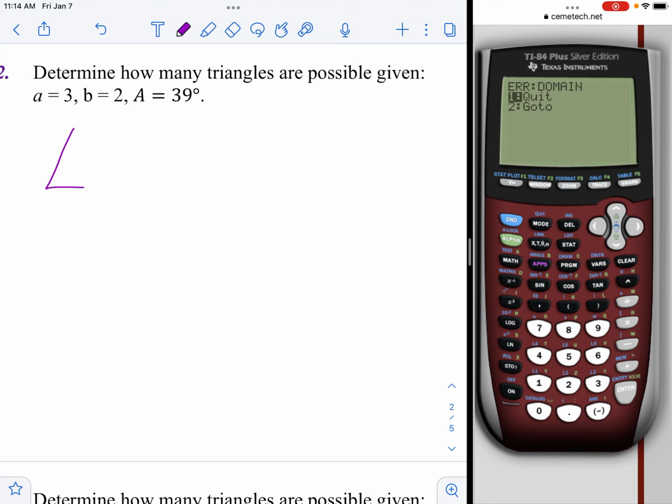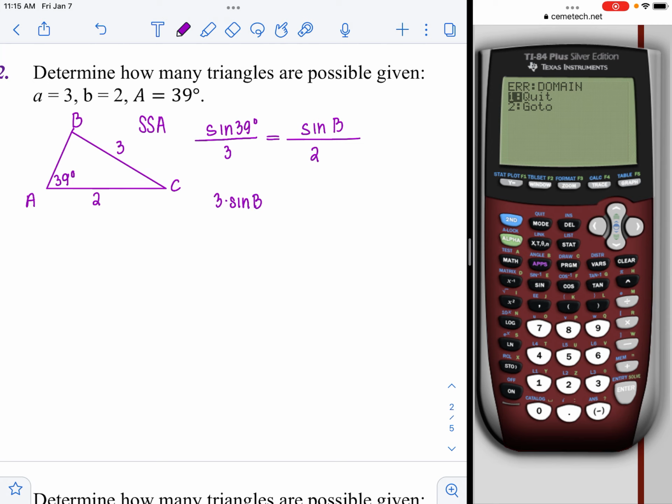All right, let's try another one here. Same process to start. Draw a triangle. Angle A, angle B, angle C. Side A is 3, side B is 2, angle A is 39 degrees. If you look, this is a side, side, and an angle, which is my ambiguous case. So I'm going to start with my proportion. Sine of 39 over 3 is equal to sine of B over 2. Cross multiply and solve for angle B.